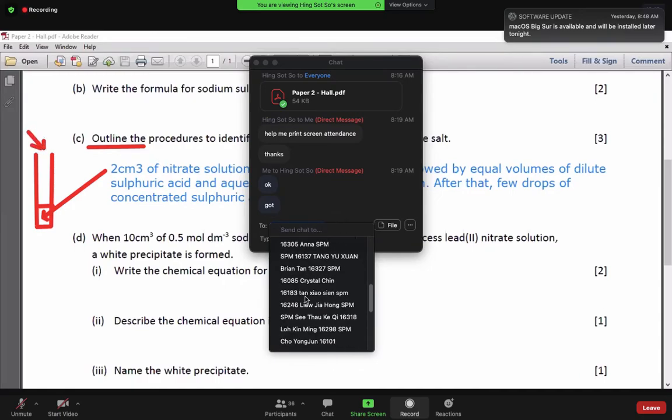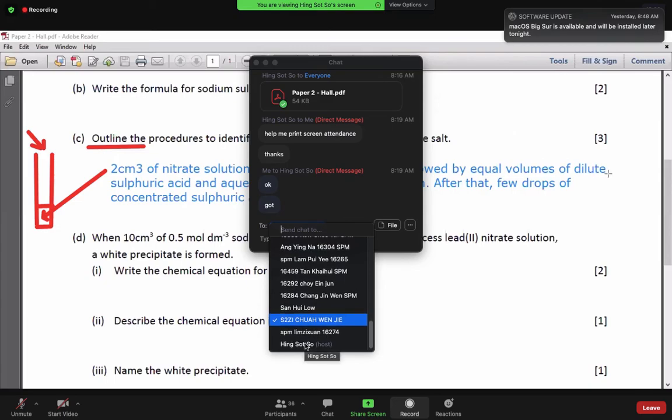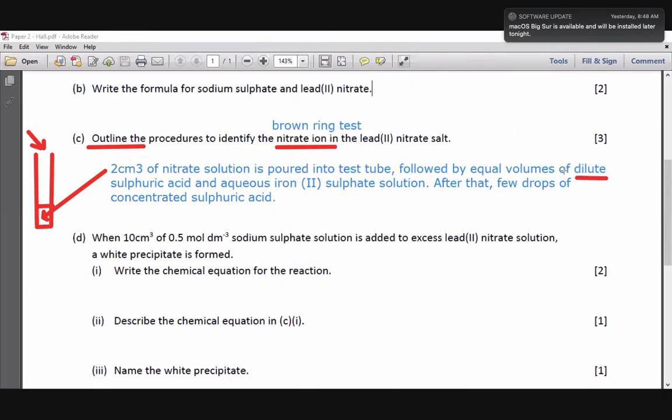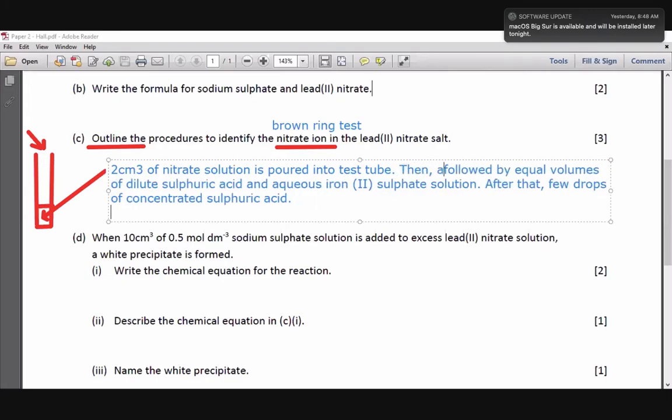H2SO4. Must use the dilute first. Must have the term dilute first. Followed by equal volume, 就是 if you use 5 cm³, then you use 5 cm³. Basically 我们用 2 cm³ will be enough. Okay, so if you want to make two different sentences, then you just put the full stop here. Then add equal volume of dilute sulfuric acid.